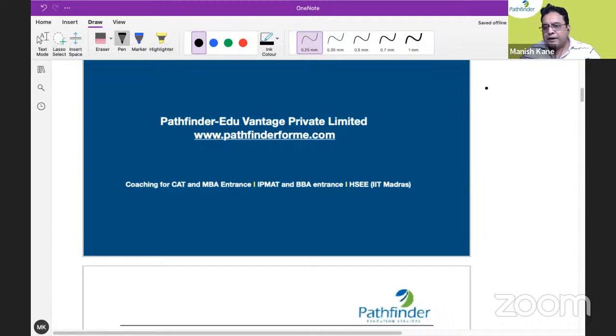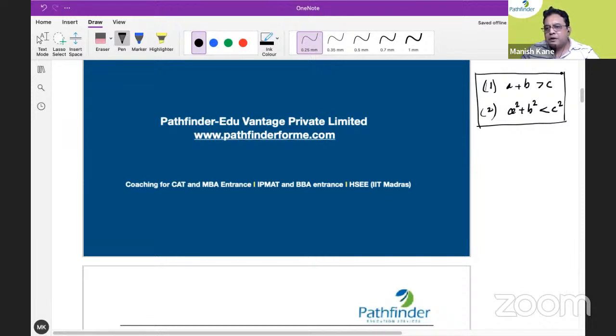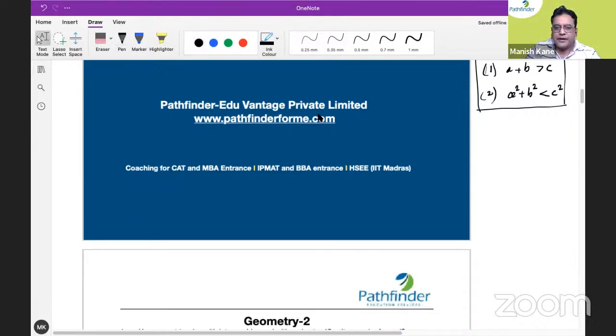The first property that will be required is that the sum of any 2 sides in a triangle is greater than the third side. And the second property is that a triangle will be an obtuse angle triangle if the sum of squares of the 2 smaller sides is less than the square of the largest side. So most of the questions will be based on these 2 properties, and let us simply get started.